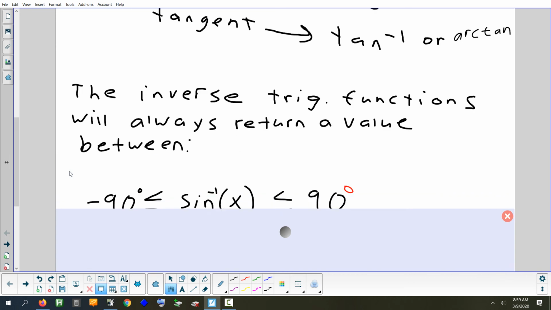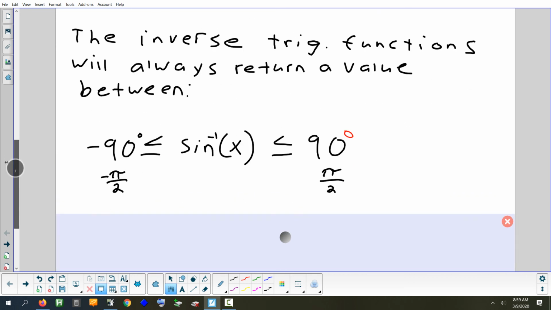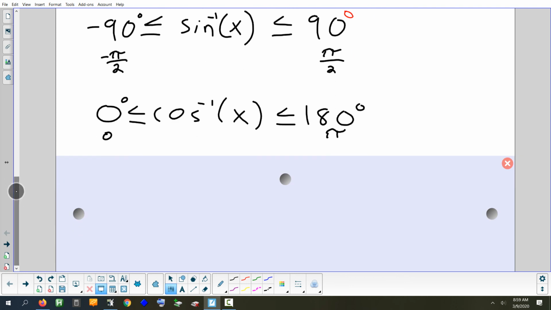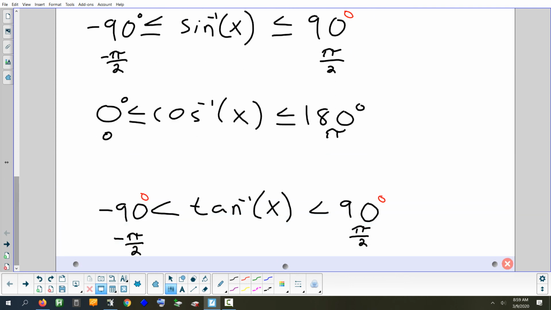Whether you use inverse sine, inverse cosine, or inverse tangent, that depends on the problem that they give you. But any inverse trig function is used to find an angle. So inverse sine always gives you answers between negative 90 and 90. Inverse cosine between 0 and 180. And inverse tangent between negative 90 and 90.